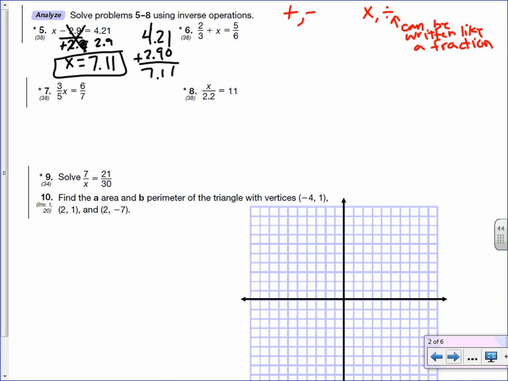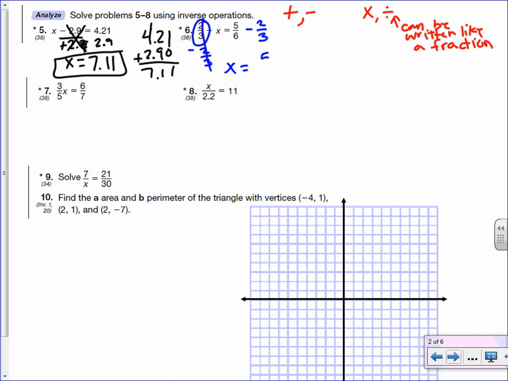Number 6, we have 2/3 plus x equals 5/6. So right now, the 2/3 is being added on to x. The opposite of adding is subtracting, so we're going to have plus 2/3 minus 2/3. That will cancel it out, and then we would have plus x.